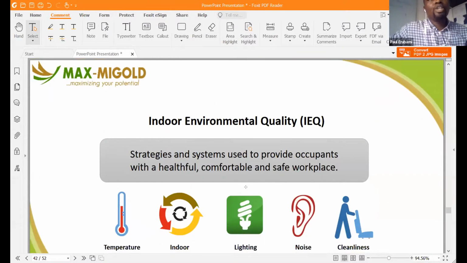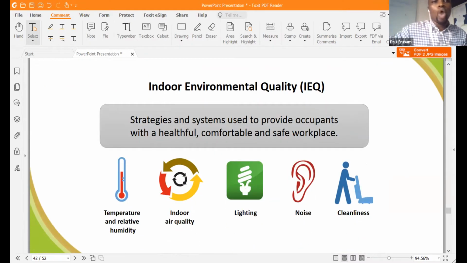Moving forward, indoor environmental quality. What do we mean by indoor environmental quality? Here we are talking about the quality of our indoor environment. For example, in an office, what is the temperature? What is the lighting condition? What is the noise? What is the quality of the air within the space? How clean is the space? As a facility manager, these are five factors we should consider when dealing with indoor environmental quality.